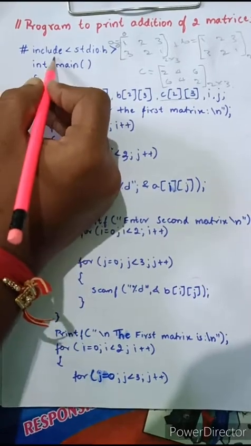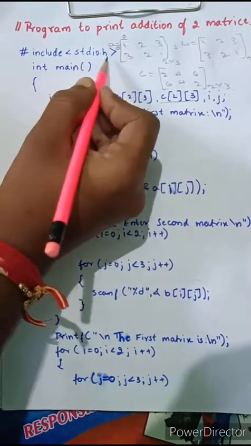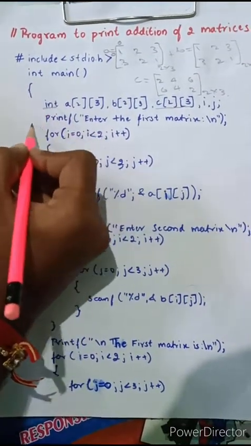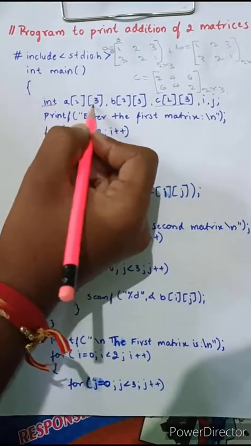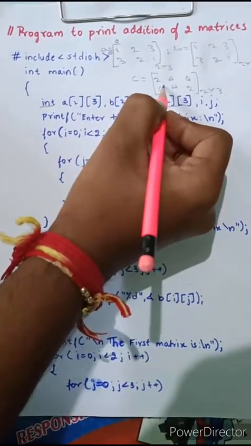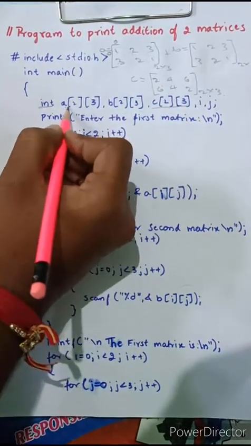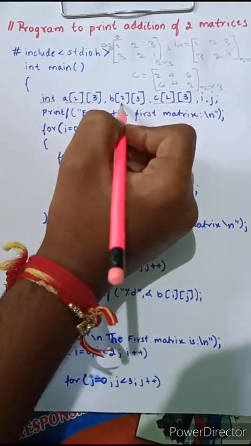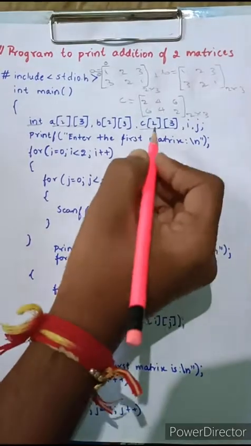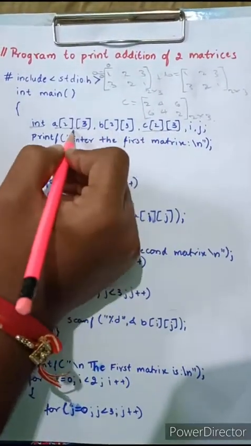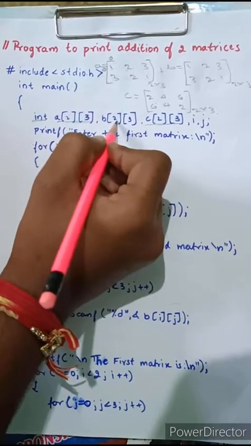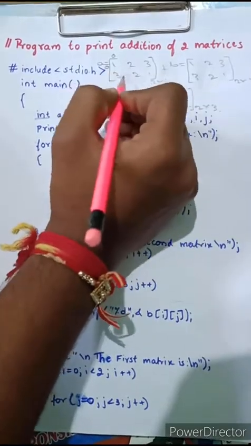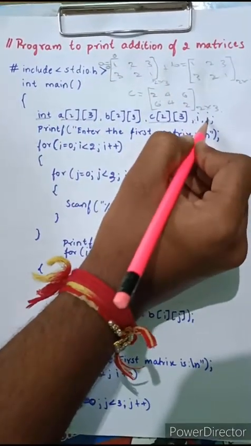As per the C rules, the header file will be hash include stdio.h and int main. The first flower bucket will be opened, and this is the data type we are using, int, and these are the array variables for scanning and printing the array elements. It is of dimension 2 cross 3, and this is the first matrix, and this is the second matrix, and this C matrix is used to store the sum of these two matrices. We are using the variables i and j for the two rows and the three columns.